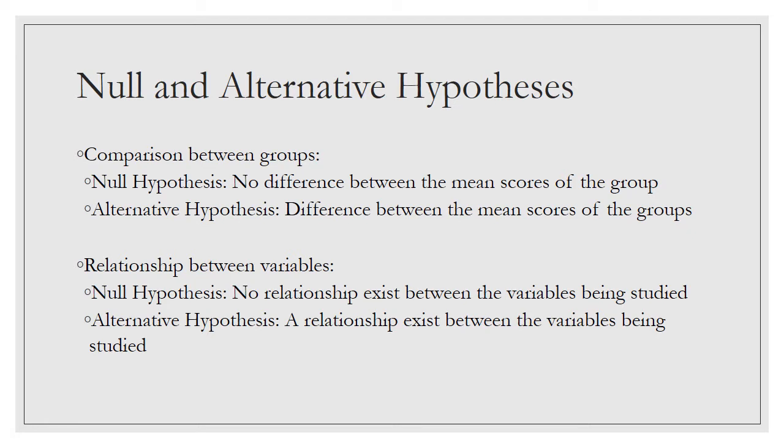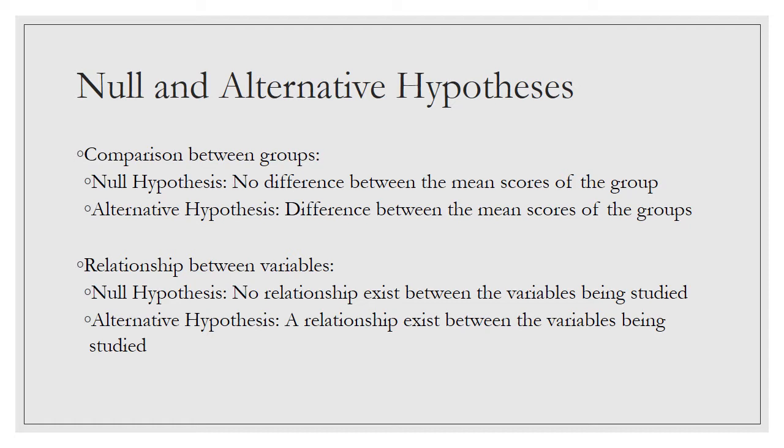We can also think about relationships like correlations. The null hypothesis, when we think about differences between groups, is just no difference between the mean scores of the group. So I go out, collect data. The null hypothesis is supported. It's retained. We can't reject it. So there's no difference between the mean scores, whereas the alternative hypothesis states that there's a difference between those mean scores.